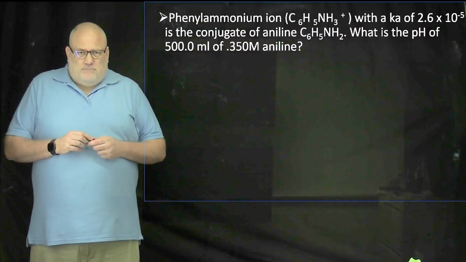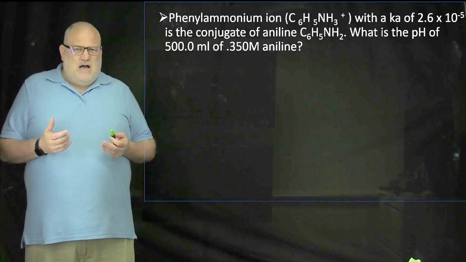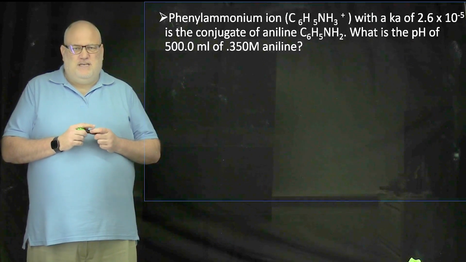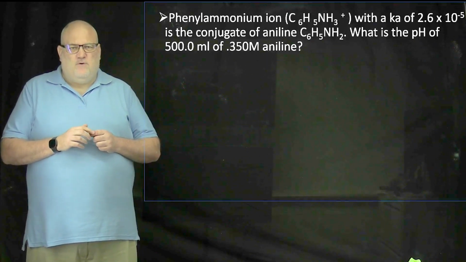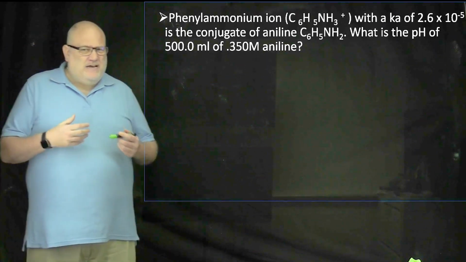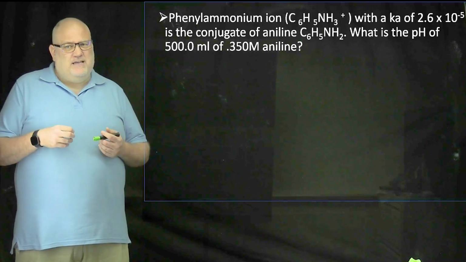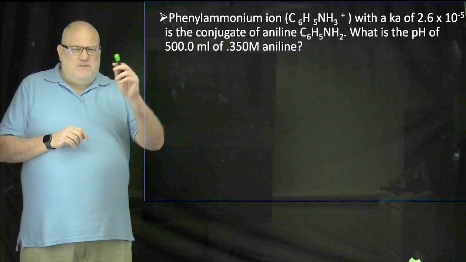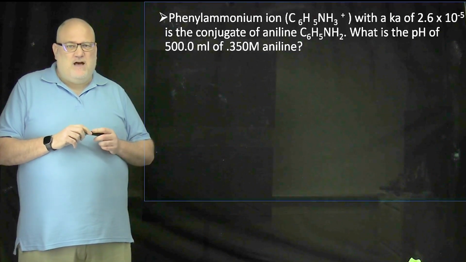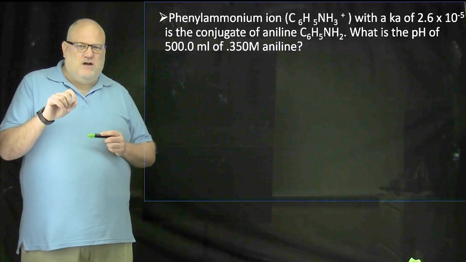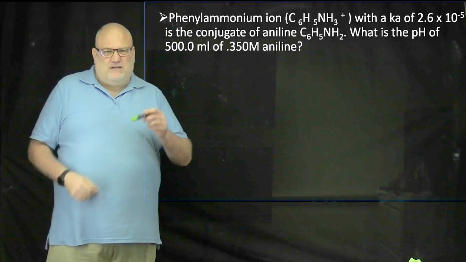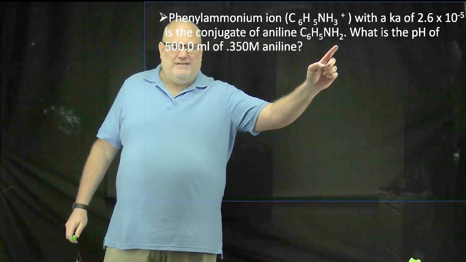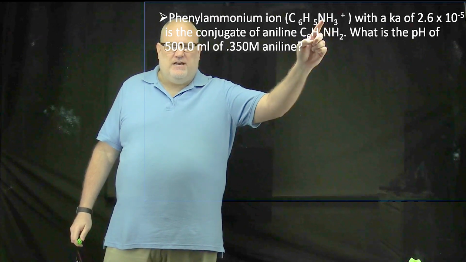So let's try a problem. When I take a look at this right now, I have this very scary phenylammonium ion, C6H5NH3+, which by the way, cations tend to be acids and anions tend to be bases, something that we'll talk about a little bit more. But I give you the Ka of 2.6 times 10 to the negative 5, and I'm asking for the conjugate of aniline. Now if you take a look at these two right here, the only difference between these two is that this has one less hydrogen than this does. So aren't they a conjugate acid-base pair?